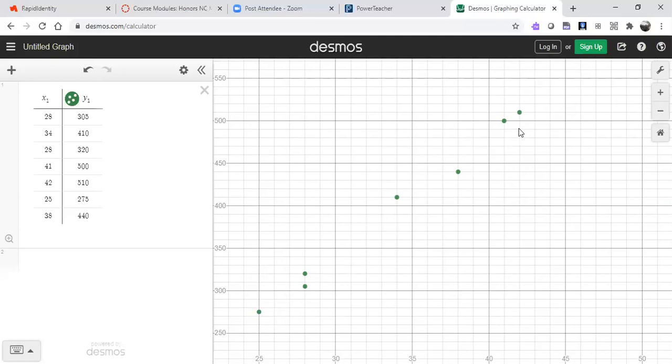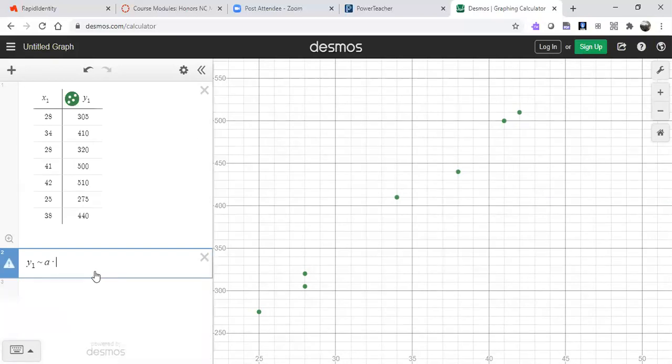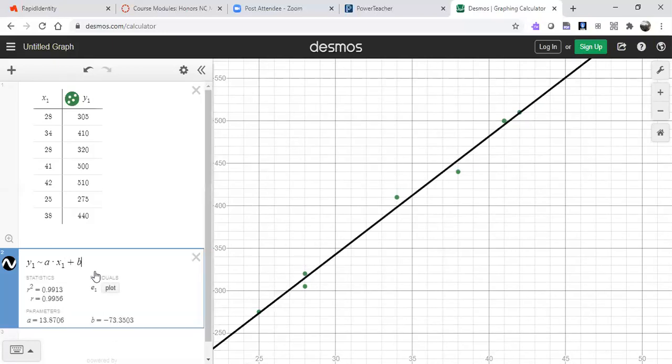And the more straight line your points make, the more of a strong correlation this is going to be. So in the second one, remember Y1 squiggly, tilde, approximately, that's the approximate sign also in math, A times X1 plus B. Like I said, for today's, it's always going to be the linear model. And there's our equation. Write that down.